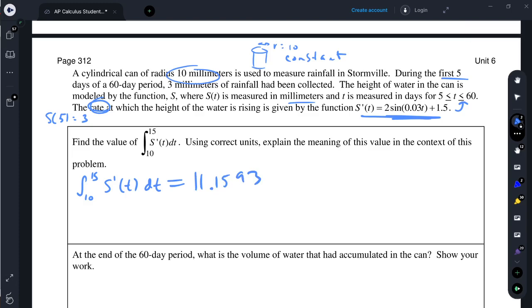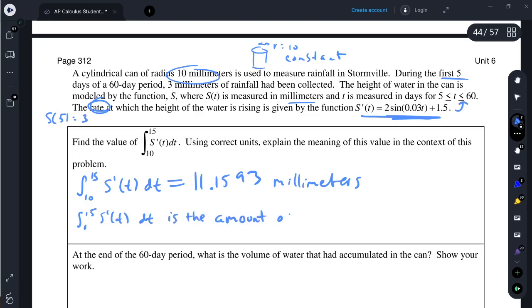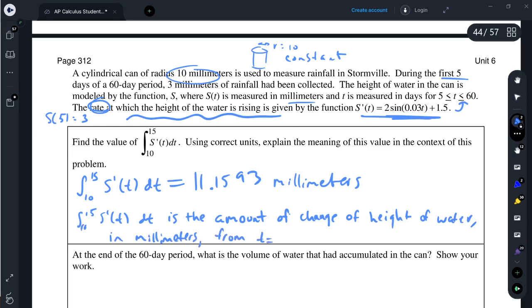And that will be in millimeters. So s prime is going to be in millimeters per day, and this will just be in regular old millimeters. And so what that represents is the integral from 10 to 15 of s prime of t dt is the amount of change. I always like that when I'm doing these. So the amount of change of the height of the water, in the units millimeters, from t equals 10 to t equals 15 days.